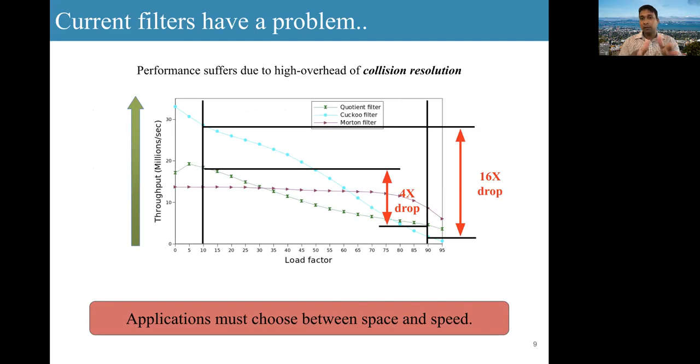For example, in this plot the x-axis is the load factor, which means how full your data structure is, and the y-axis is the throughput, specifically insertion throughput, so higher is better. As you can see, for all 3 state-of-the-art filter data structures, as they become full, the throughput of the insert operation drops considerably. The main reason behind the performance drop is that once the data structure becomes fuller, they have to pay a high overhead cost of collision resolution in the filters. What that means is that applications now have an implicit trade-off between space and speed.